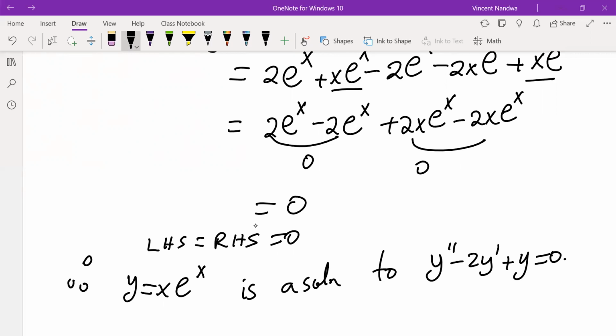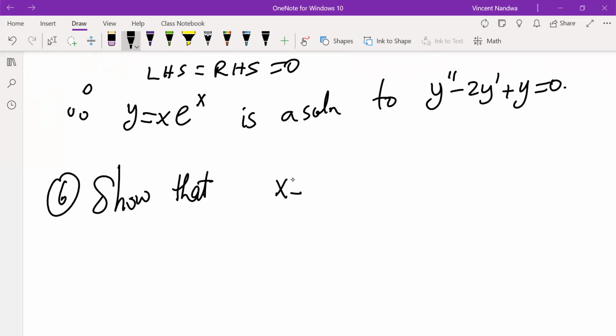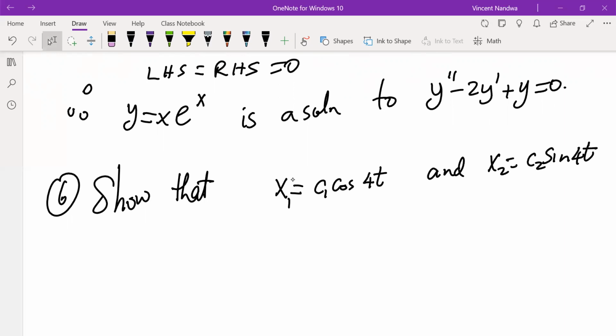So next example. Show that x1 = c1 cos 4t and x2 = c2 sin 4t are solutions to this differential equation.